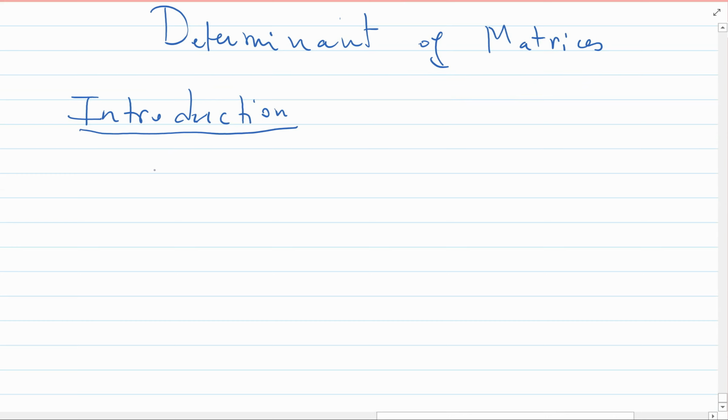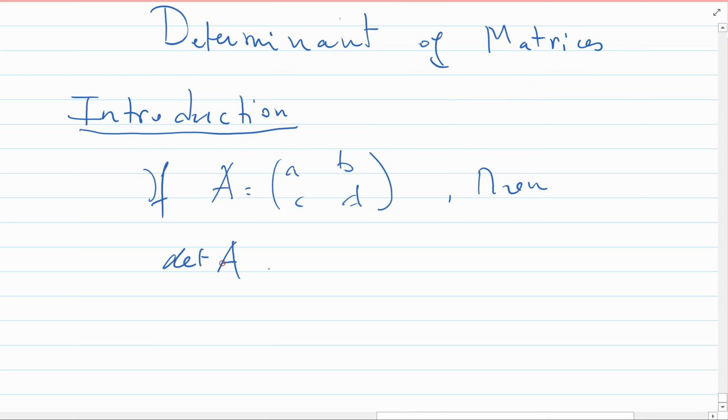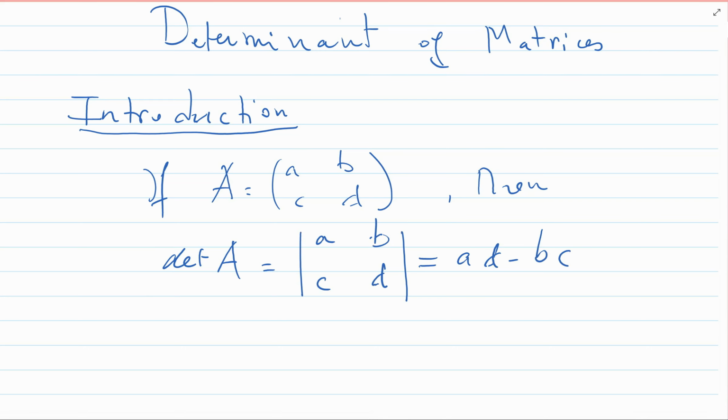Okay, so we said that if A is equal to [a, b; c, d], then we set the determinant of A, which we usually write like this, with the bars, like the absolute value. Okay, it's just a convention. So this becomes AD minus BC. And this number appears, for example, when we try to solve linear systems, 2 by 2 linear systems.